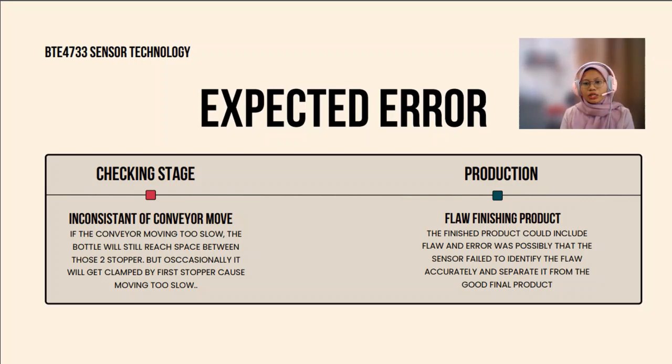And lastly is the production stage. The error is a flaw in the finishing product. The finished product could include flaws, and the error is possibly that the sensor fails to identify the flaw accurately and separate it from the good final product.